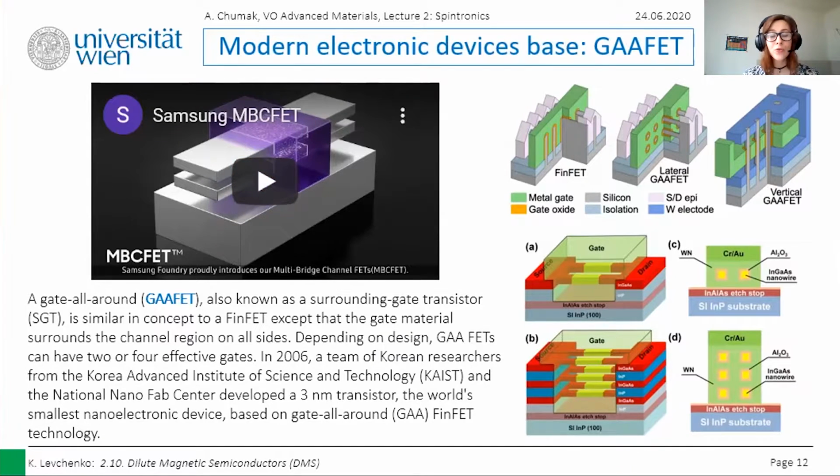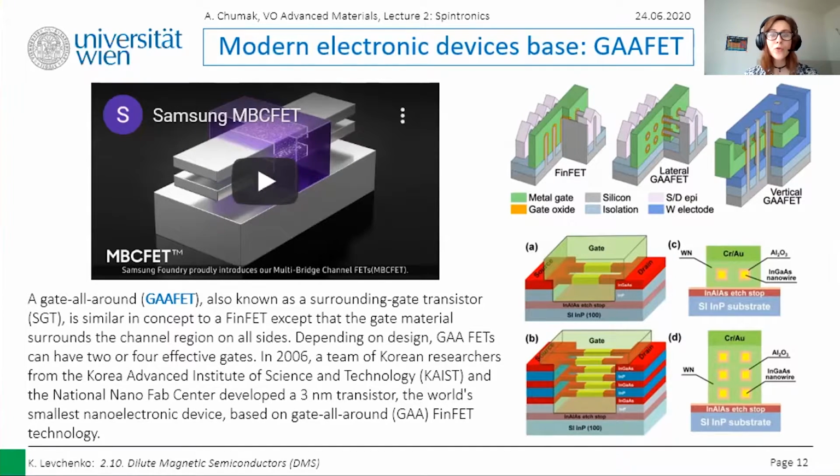Also, it's important to note that nowadays transistors are not created solely from silicon, which usually has a mixture of germanium. So we have a silicon germanium compound to improve the transport properties.